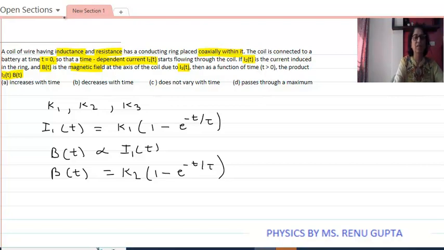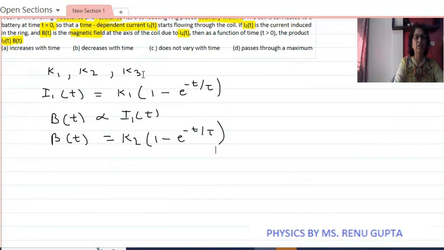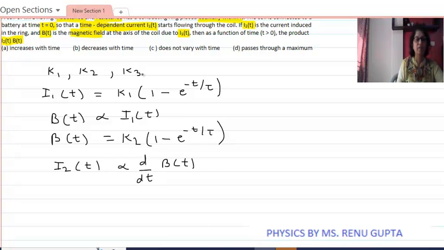Now since the magnetic field is induced in the coil, it will generate current. Therefore the current in the ring I2(t) will be proportional to the rate of change of magnetic field at any time t. Now this is equal to I2(t), and the constant of proportionality we consider here is K3. Now if we differentiate the equation of magnetic field, one is a constant, so its differentiation will become 0. So this is equal to the differentiation of e to the power minus t by tau, with the minus sign it will become e to the power minus t upon tau.